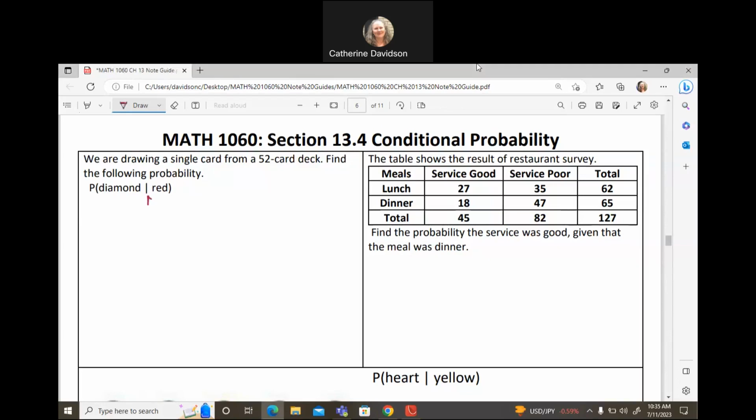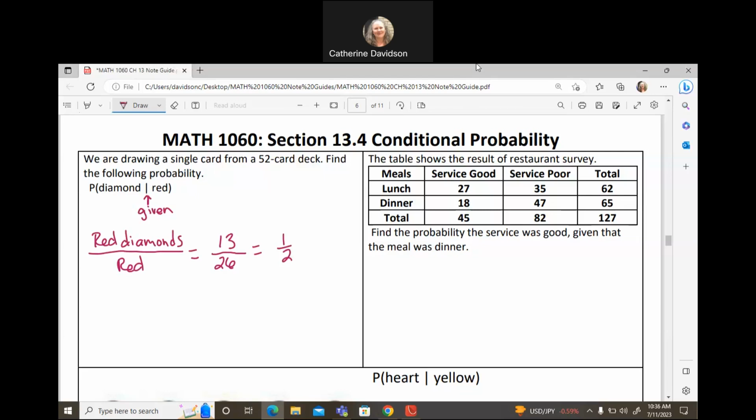Okay, this represents the word given. So on top, you're going to have red diamonds. And on the bottom, you're just going to have reds. So if you pull up your image of a deck of cards, you'll see that half of them are red, so 26 are red. Diamonds are a suit. They are reds, and there are 13. We do need to reduce that.